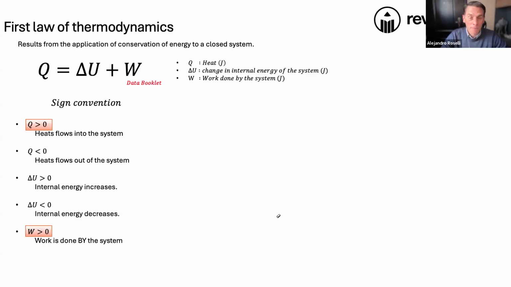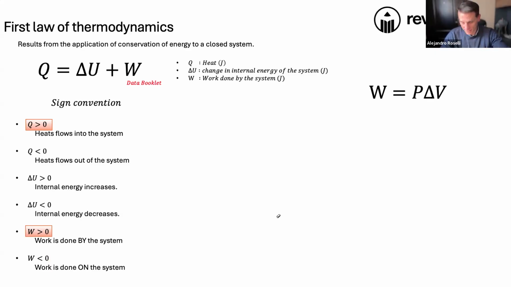You do need to remember the meaning of each of the symbols. And lastly, W is negative when work is done on the system by an external agent that's doing work on the system. Now, we are describing gases, basically. The system will be formed by a gas, which for it to do work, needs to expand. And that expansion leads to an increase in volume. And this work will be related to that increase in volume by this equation: work equals pressure times the change in volume.